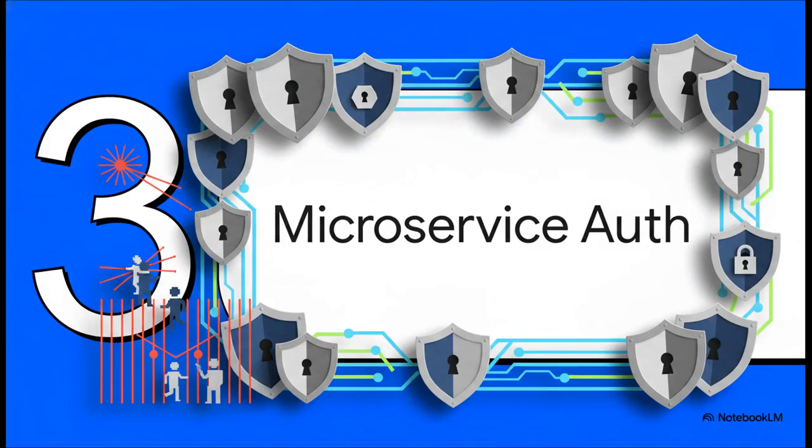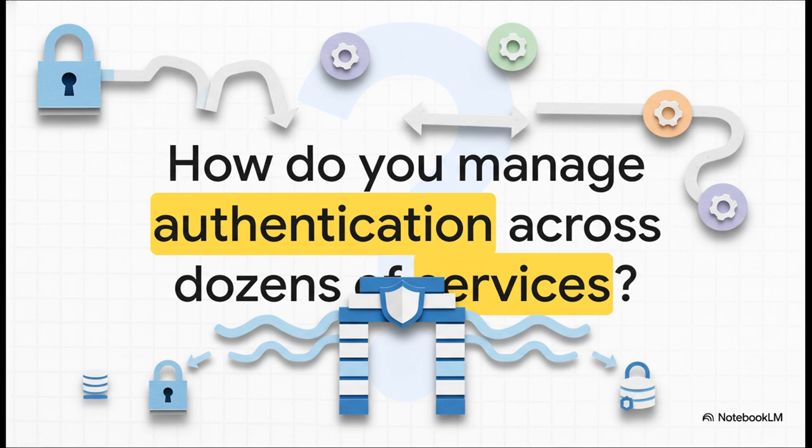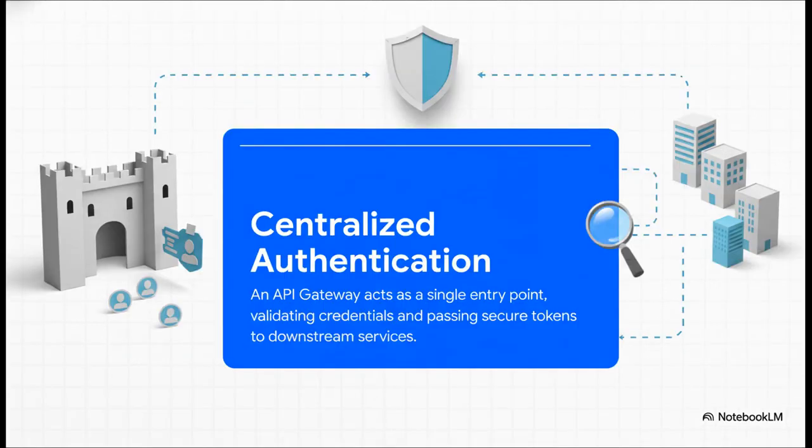Okay, so our data is flowing, it's consistent, but how do we make sure only the right people and the right services can actually access it? Let's talk security. Think about it. Putting an authentication check inside every single microservice would be an absolute nightmare to maintain and keep secure. The interviewer is looking for a centralized, scalable, and most importantly, secure pattern. How do you lock the front door and then make sure that identity is trusted all the way through the system? The industry standard solution here is an API gateway.